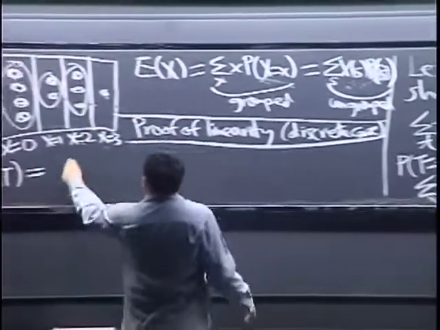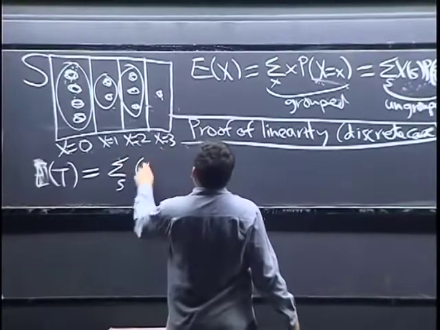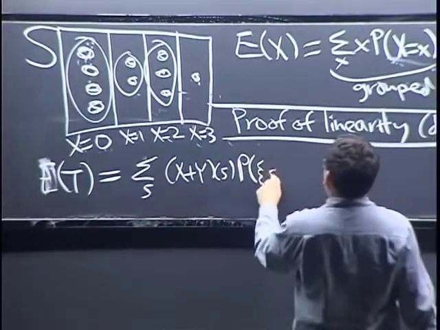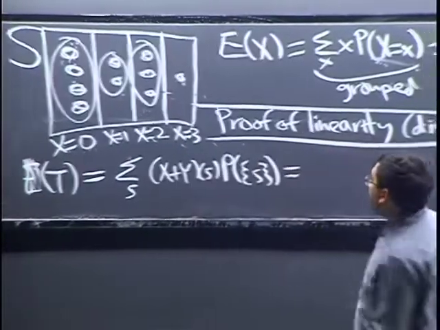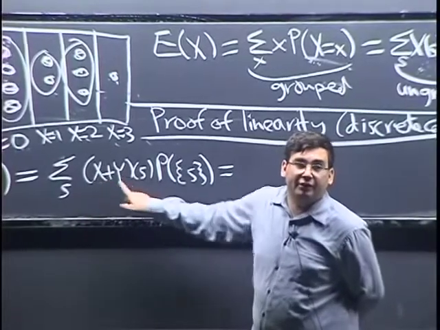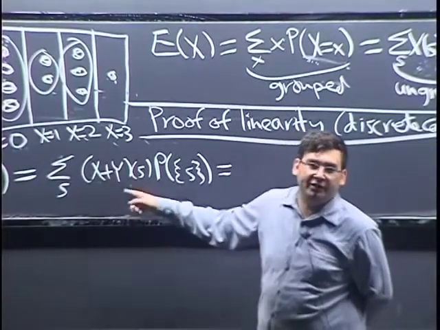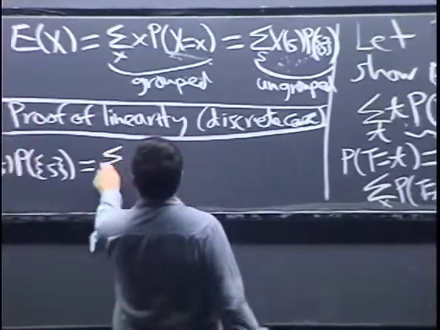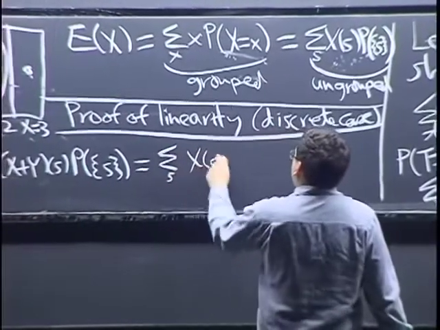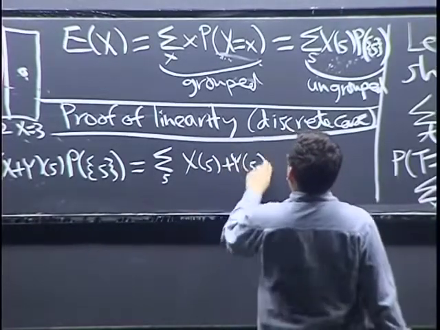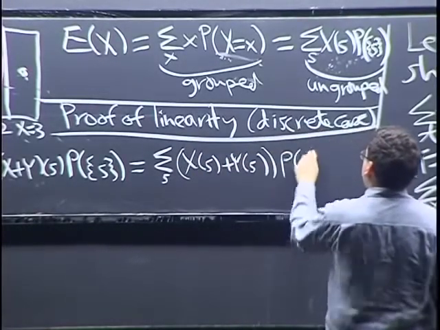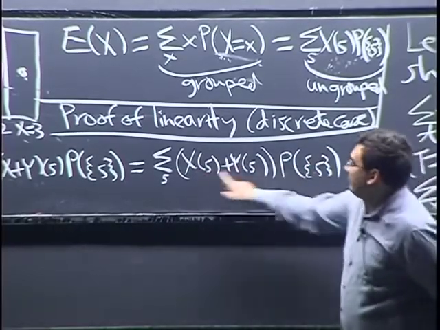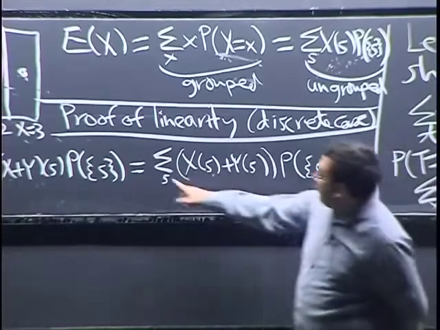So it's the sum over all S of (x plus y)(S) P(S). By definition, what does it mean to add two functions? Well, it just means you compute both functions and add them. That's just the definition of adding functions. So that's really just the same thing as (x(S) plus y(S)) times P(S). And now just distribute, this times this plus this times this, and break the sum.